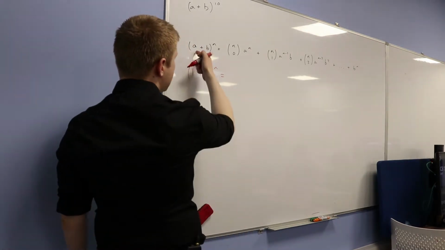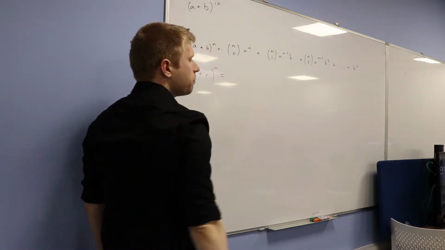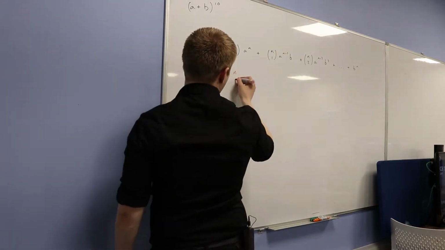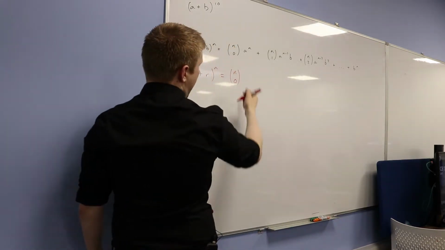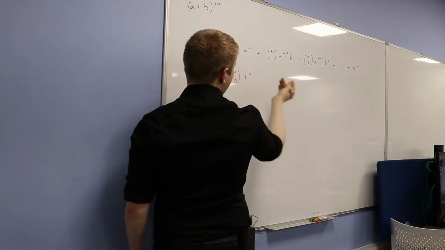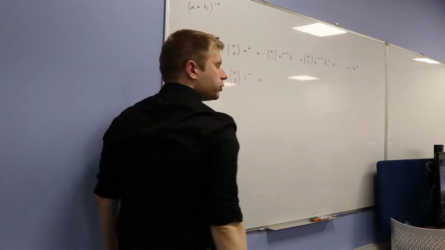Okay, so now A is equal to 1 and B is equal to r. So what would the first term be? Yeah, it's still n choose 0. And then A is just 1 in this case, so it would just be times 1 to the power of whatever n is. Okay? All right. What's the next term?